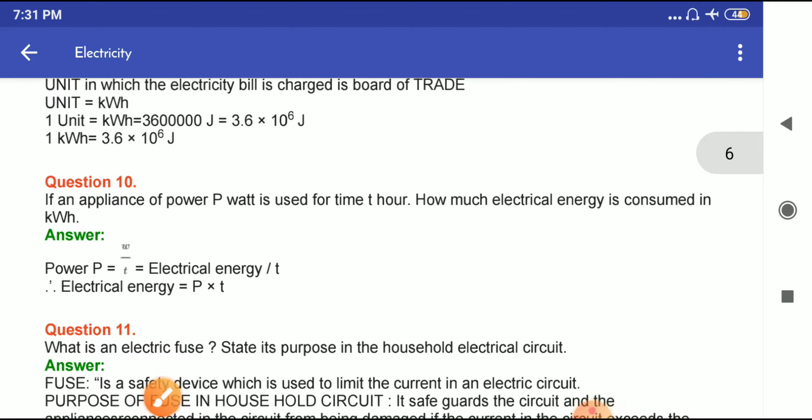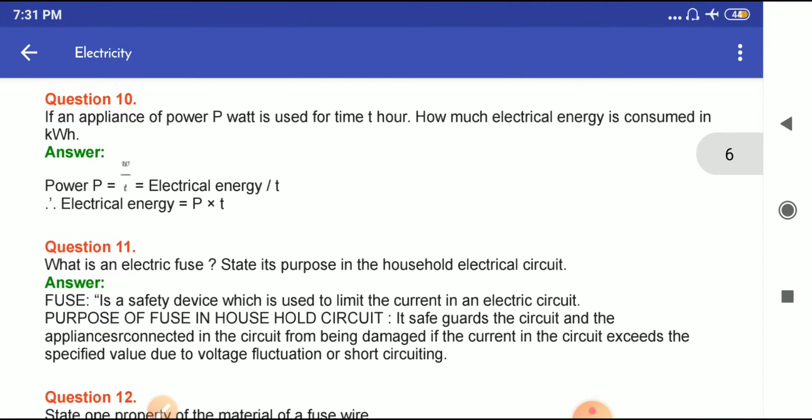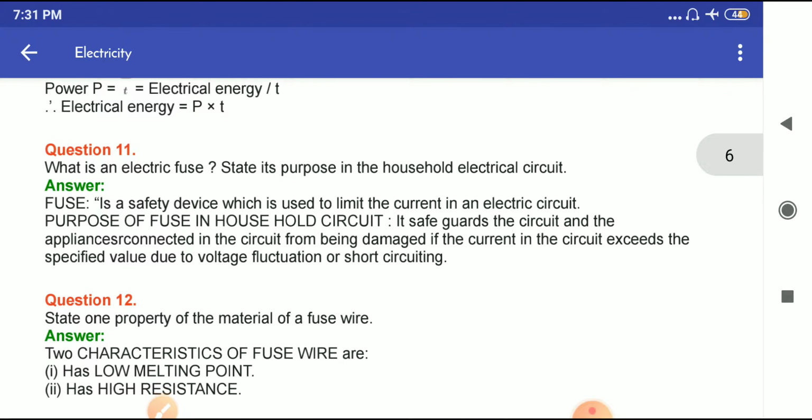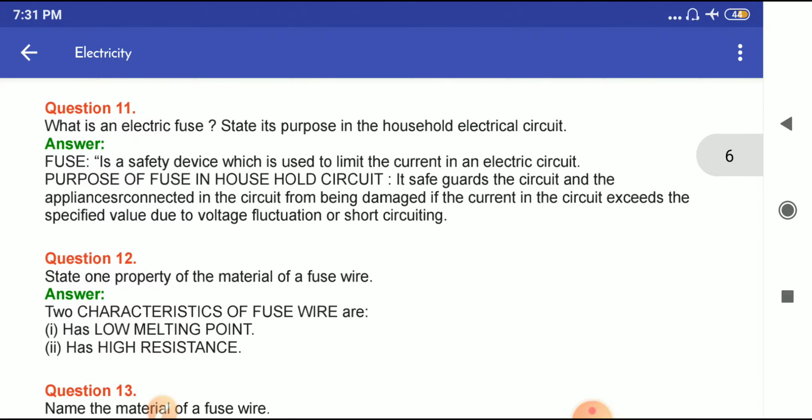Question number 10, if an appliance of power P watt is used for time T hour, how much electrical energy is consumed in kilowatt hour? So this is your answer. Now question number 11, what is an electric fuse? State its purpose in the household electrical circuit.